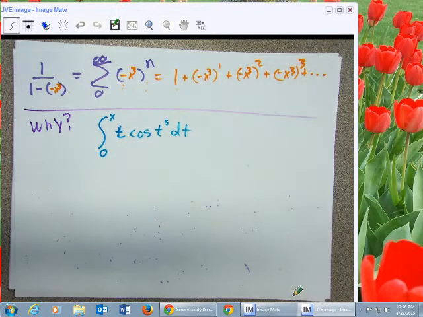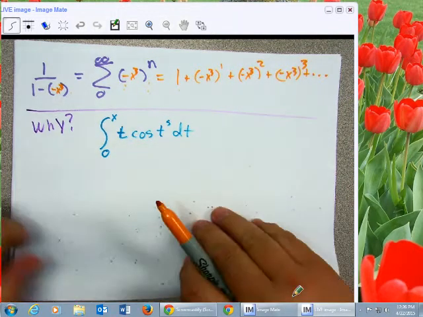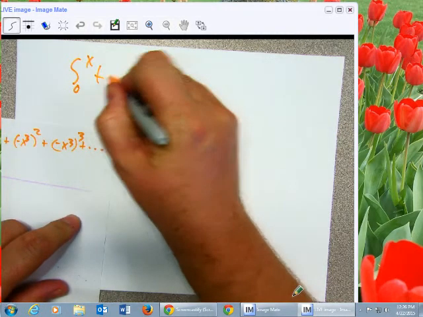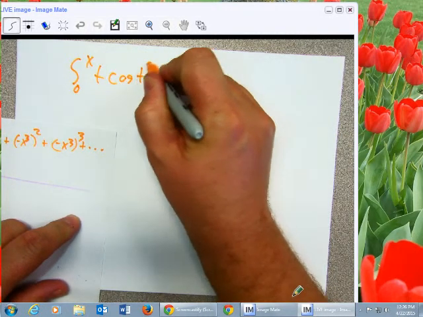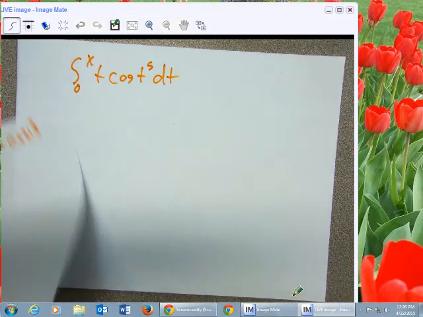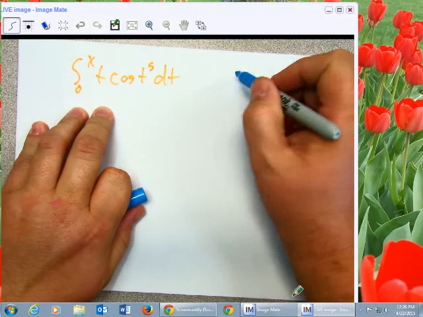multiplication. So if we're going to go ahead and integrate something like this, let's attempt to go from 0 to x, t cosine t raised to the fifth dt, and you want to integrate that. That is not really that challenging using a Taylor or Maclaurin series, because what we can really do is break this up into something a bit more simple.